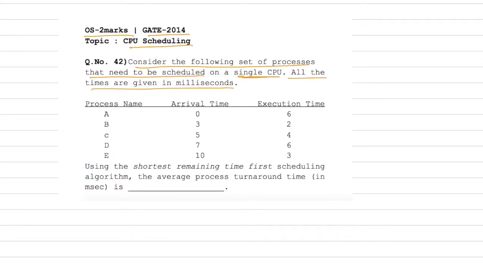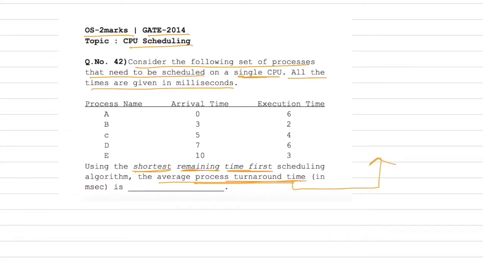So here we have 5 processes A, B, C, D, E, and we have their arrival times and their execution times. Now, using shortest remaining time first as a scheduling algorithm, we have to calculate the average process turnaround time. Let me quickly note down what the turnaround time is.